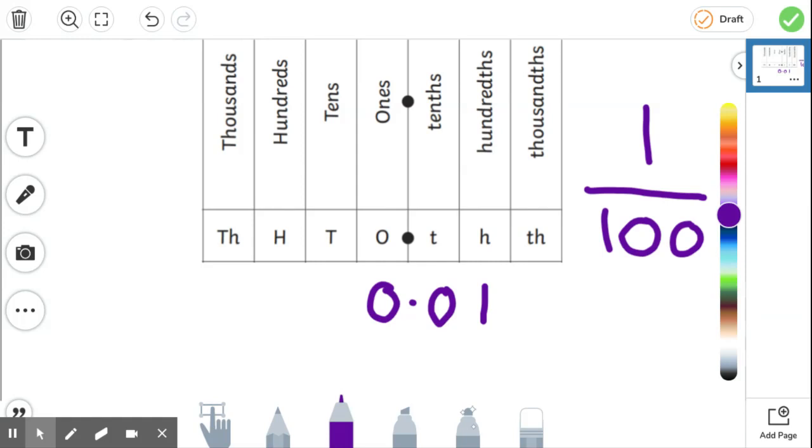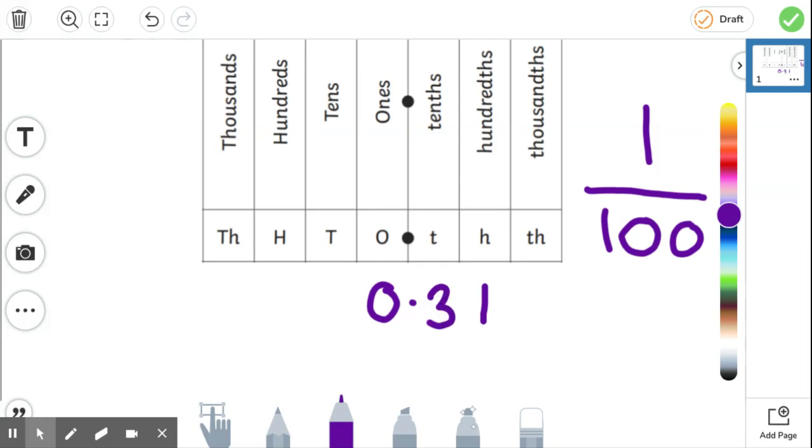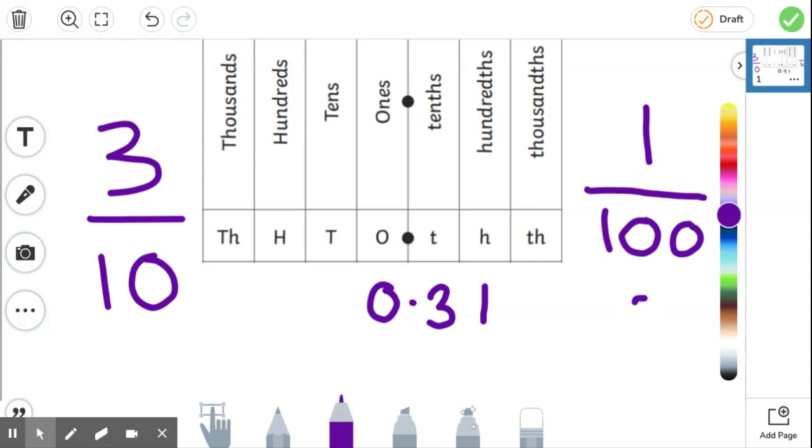Okay, so let's change our 0 in our tenths column and let's make it a 3. So now we have 0.31, 31 pence, for example. So we would be saying that we've got 3 tenths, which we know would look like that, and we've got 1 hundredth, which we've got over here. Now, we don't want to say that 0.31 would be 3 tenths and 1 hundredth. We want to put those together.